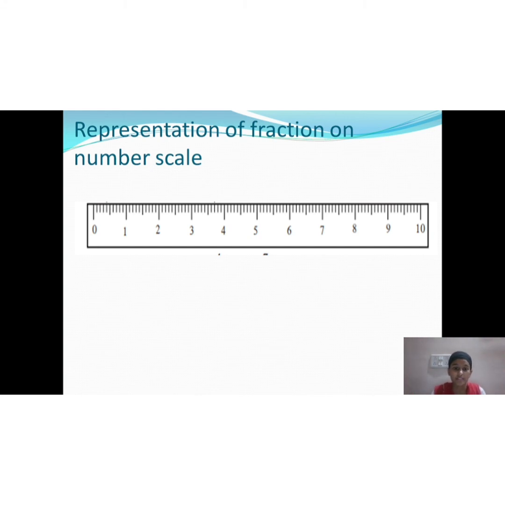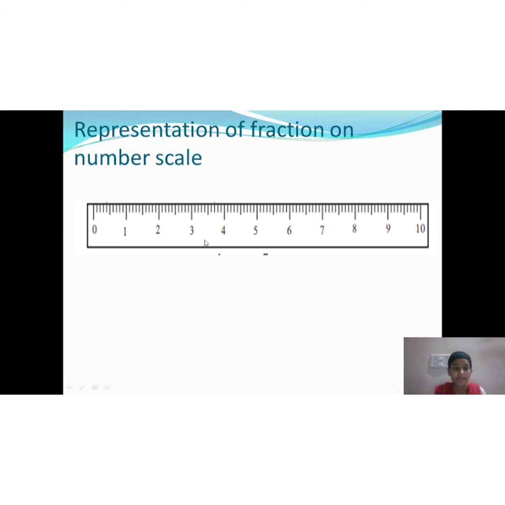Now tell me, students, how many divisions can you see in a scale? How many divisions does a scale have? If I consider from 0 to 1, how many divisions will it have? You can count and tell me. 10. Very good. If I say from 4 to 5, then also it will be 10. Very good. And from 7 to 8, 10.